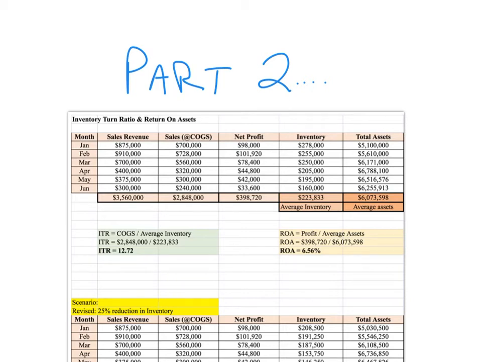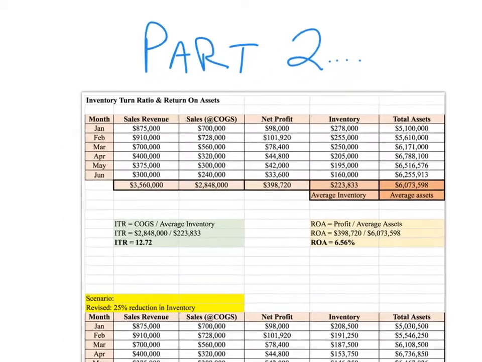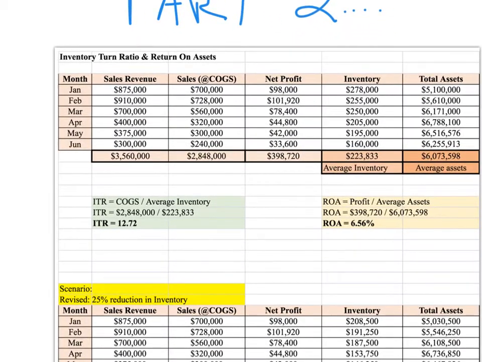All right, this is the second part of a look at our ITRs and ROAs. In a previous video, we calculated what ITR and ROA were for a fictitious company over a 6-month period, January to June. We calculated an ITR of 12.72, or turns, and for that same time period, an ROA of 6.56%. You saw that in the previous video.